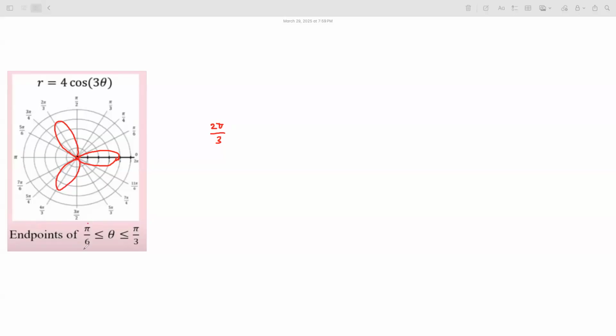But now if I want to find out, what is the value at pi by 6? What are we going to do? I'm going to substitute 4 cos 3 times pi by 6, and for the other one, 4 cos 3 times pi by 3. So you will have to give me the values at those two endpoints.